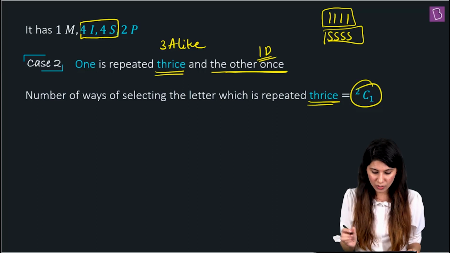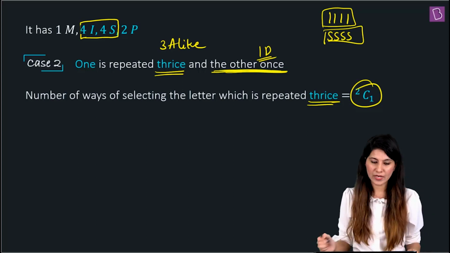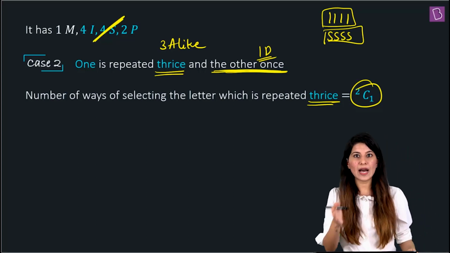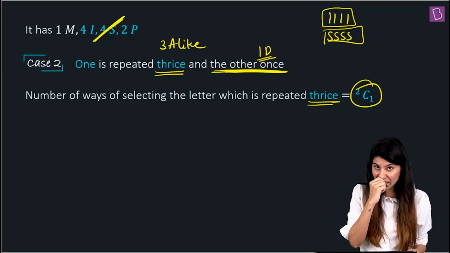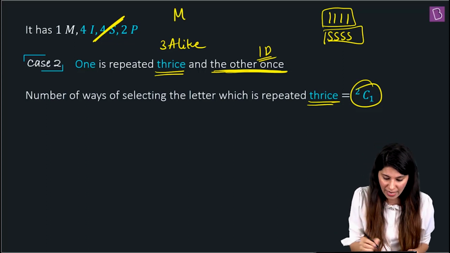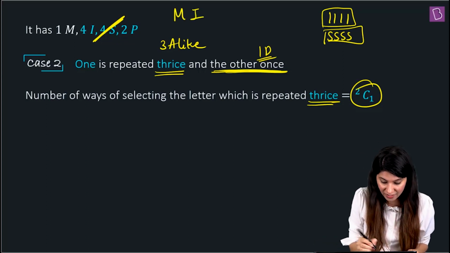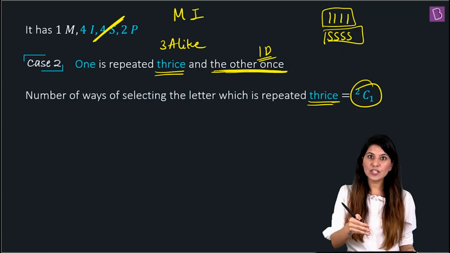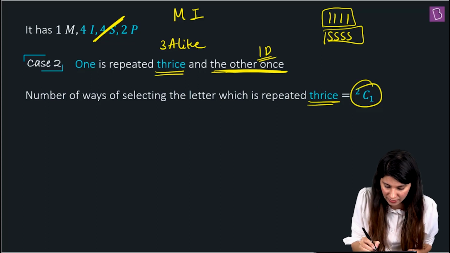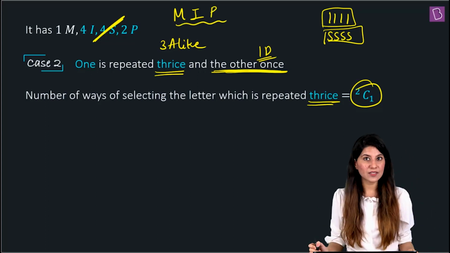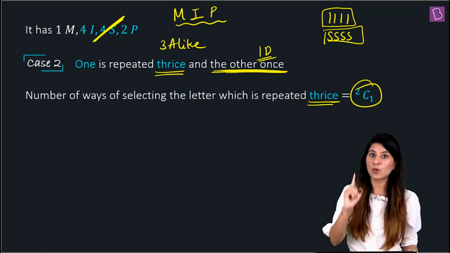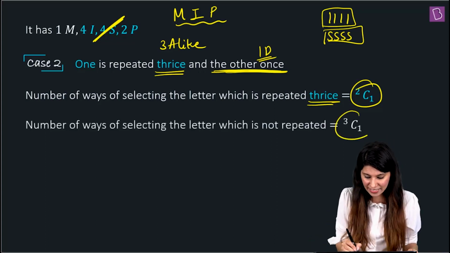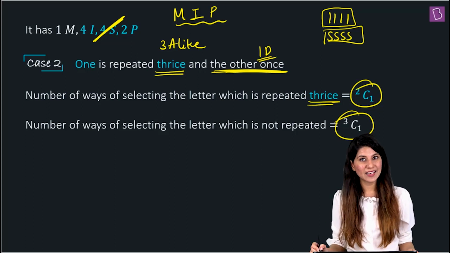Now three alike is sorted, and then one different. Now one is gone. For example, from I and S, I have taken S. Now how many different letters can you see over here? I'm seeing M, I, and P. Of course, I would not be used if I have used I's in the three alike; if I have used S, I will use I, and vice versa. So I have three different letters, and I want one different letter. That can be done in 3C1 ways.